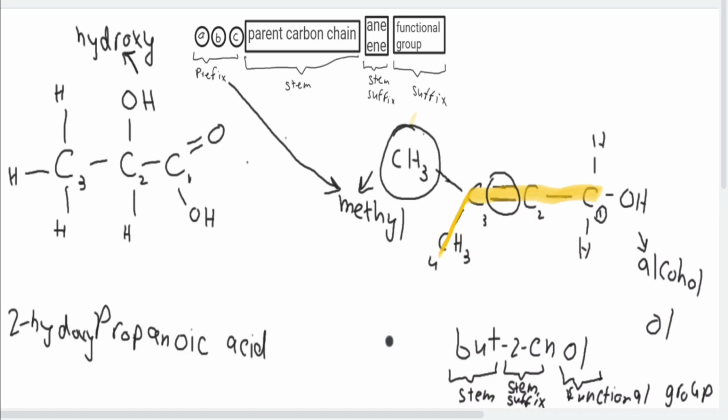So I write methyl. But I will also mention the positioning, which is on carbon number 3. Therefore, this is 3 dash. I get my final answer as 3-methylbut-2-enol.